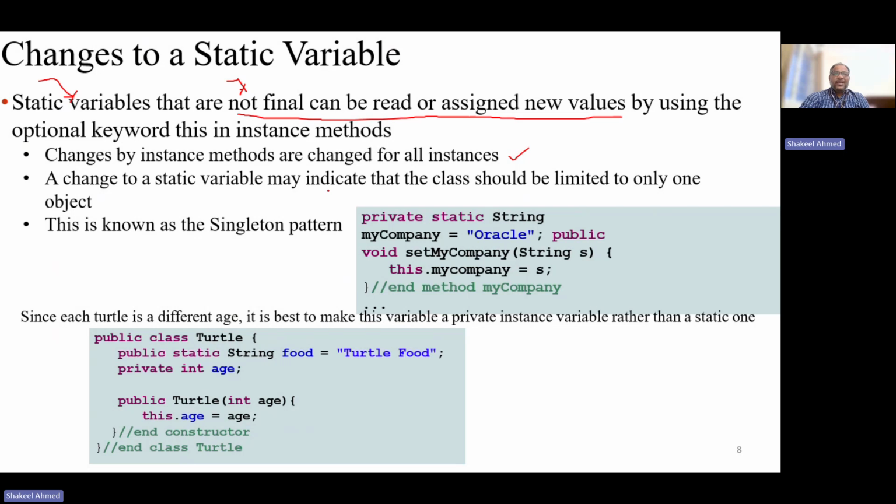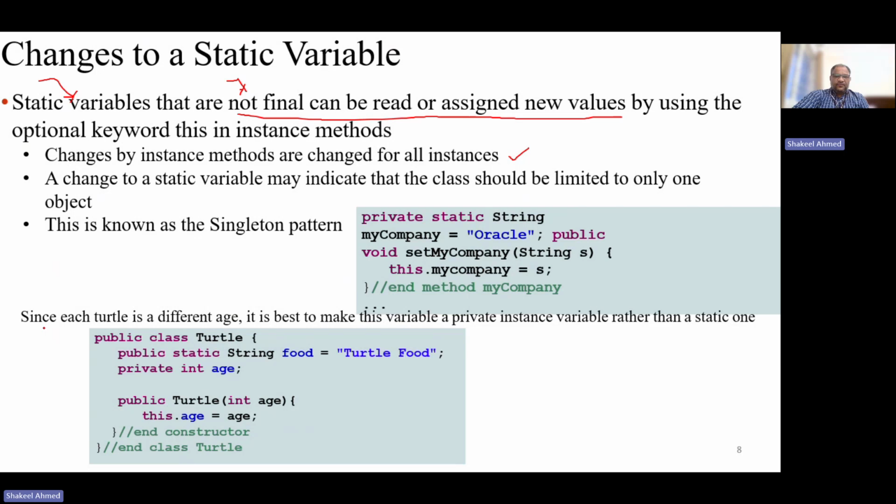A change to a static variable may indicate that the class should be limited to only one object. So if it is for one object directly, it relates to that. You can have a look at this example. Private, we are having one static string variable, and the variable name is my company is equal to Oracle. And then we are having a public method, public void setMyCompany with string s. So the name is set company as a method, string s. Now you are creating a static string variable, and you are having a method just to declare this as a company name.